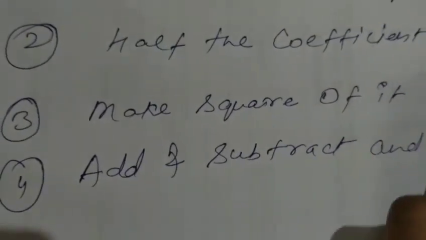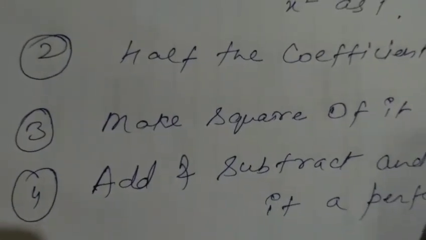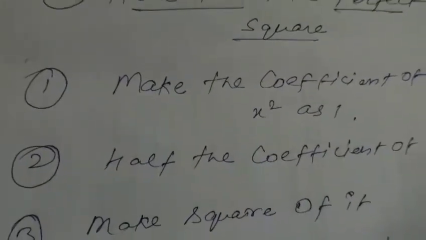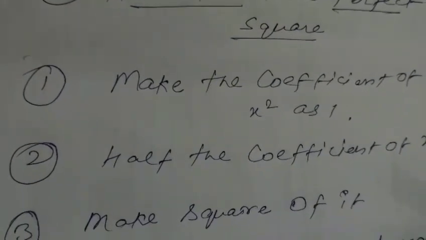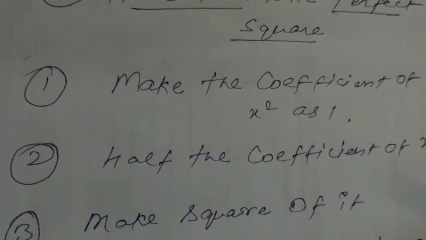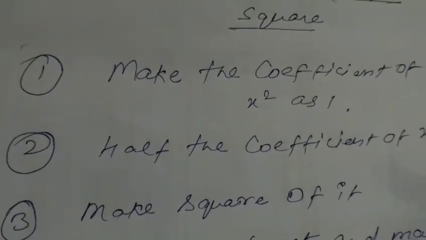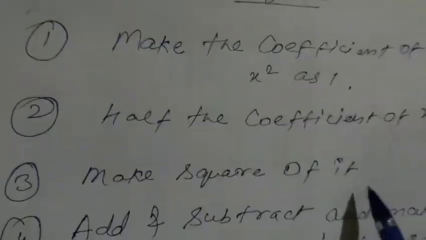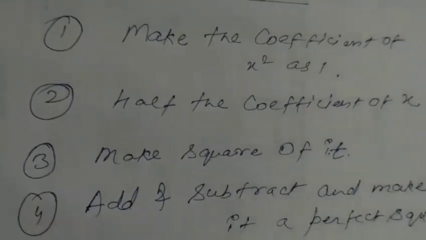And make it a perfect square. I am repeating these 4 steps from the beginning. The fifth and last part of this chapter, quadratic equation, chapter 4 of class 10th NCERT, is how to make a perfect square. Make the coefficient of x square as 1, half the coefficient of x, make the square of it, add and subtract, and make it a perfect square.